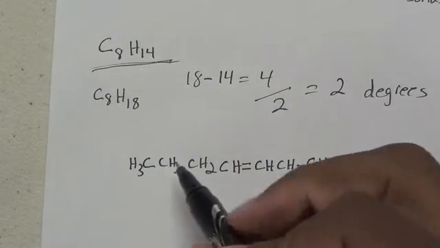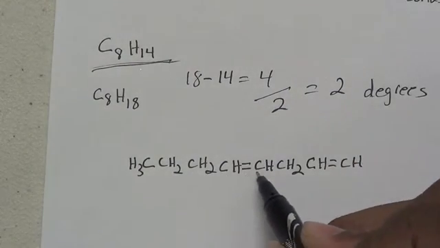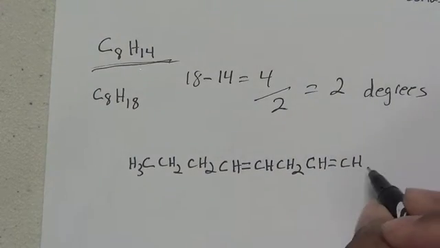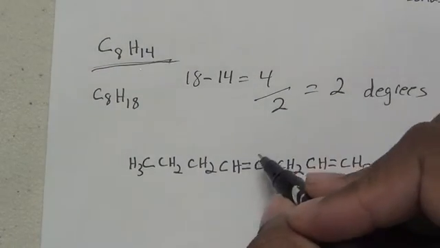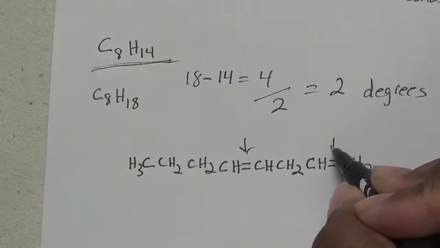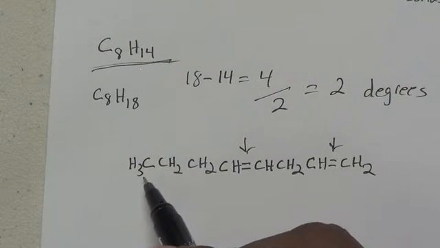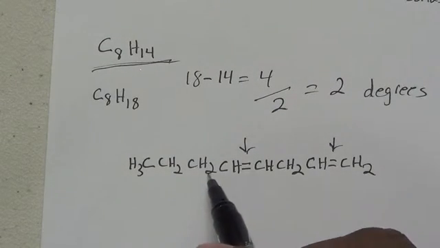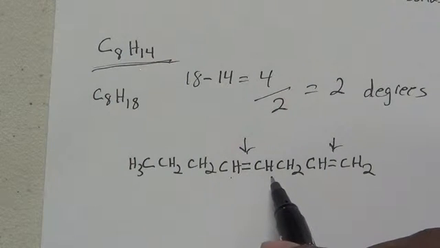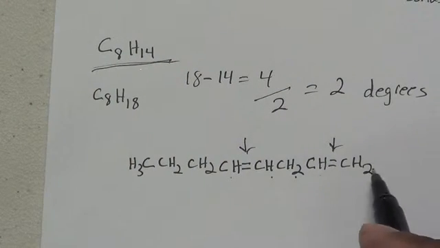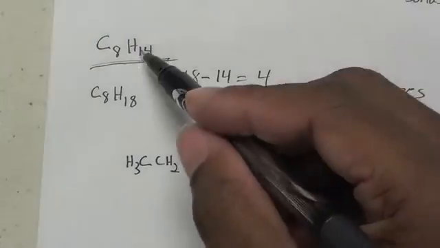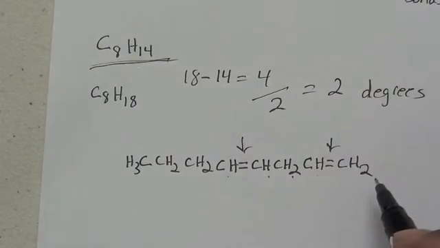Let's see, let's count. 1, 2, 3, 4, 5, 6, 7, 8. That's CH2. Now I have my 2 degrees of unsaturation, 1 there and 1 there. So I have 3, 5, 7, 8, 9, 11, 12, 14 hydrogens. So it fits my formula. So this is one possible structure.